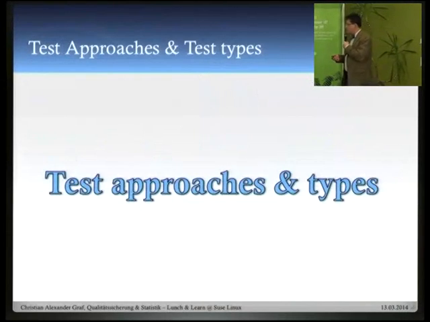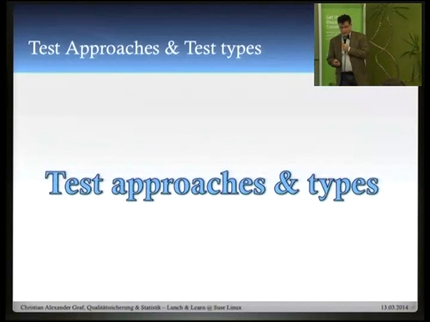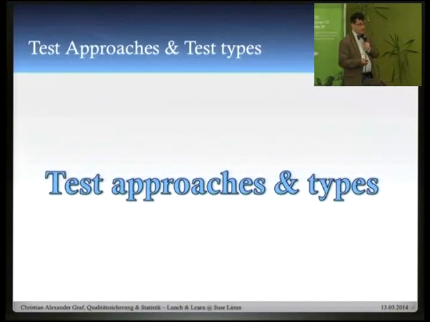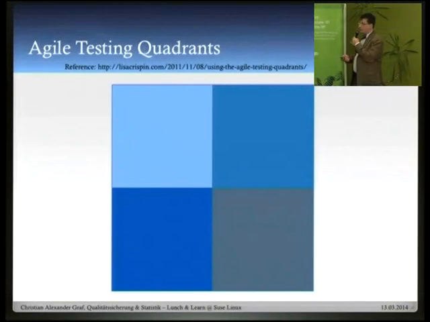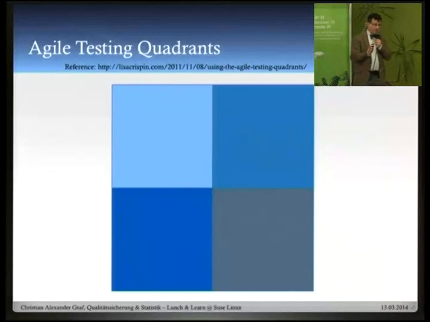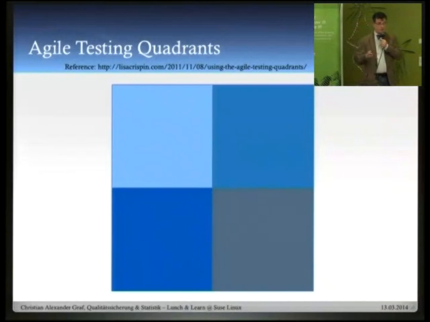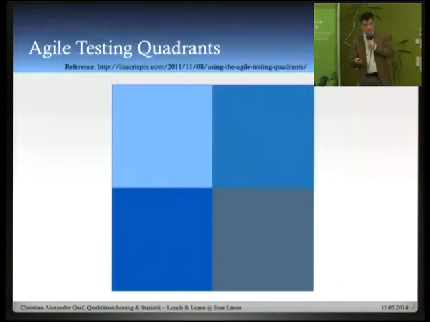Okay, let's talk about different test approaches and types. We have already seen that we can test on several levels. In the Agile world, this is represented by testing quadrants. Don't mistake me, it's not the same as testing levels. It's just another way to look at tests that you could do.